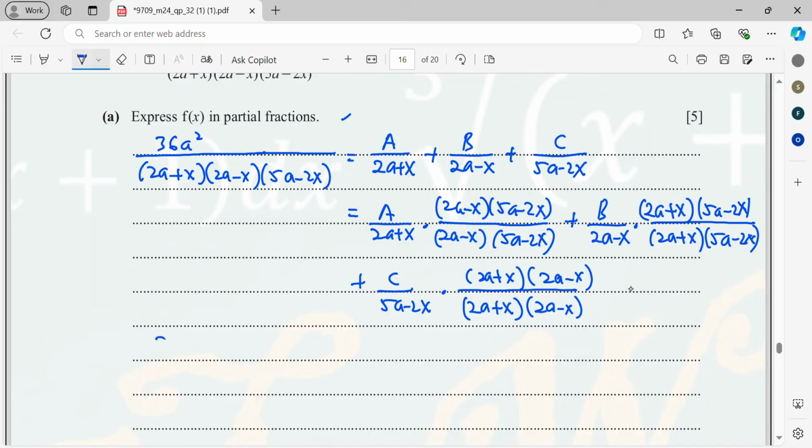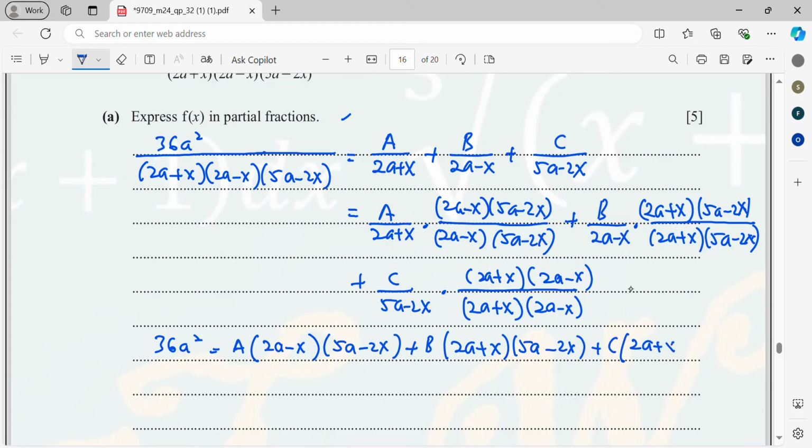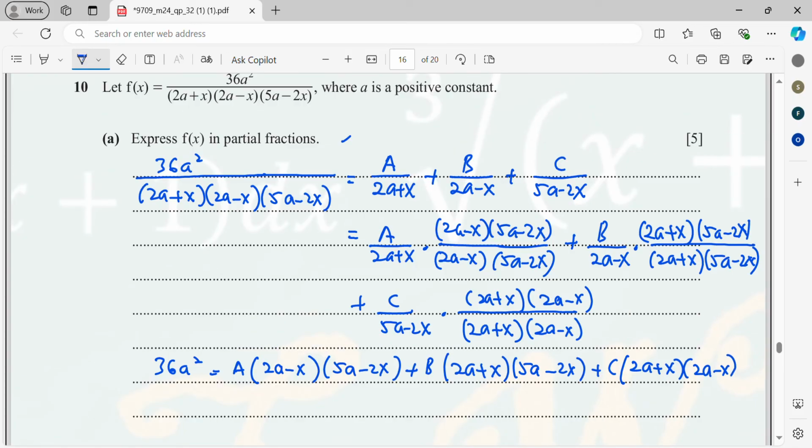So I will be getting 36a squared equals A times (2a minus x), just write down all the numerators, plus B times (2a plus x), then (5a minus 2x), plus C times (2a plus x), then (2a minus x). Okay, so our purpose is to get the capital letters A, B, C. So now, to get these three unknowns, I can just let the factor be 0.